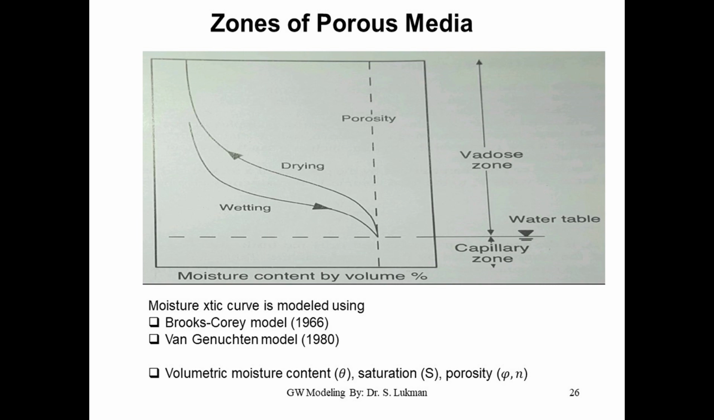Now saturation, S. What is saturation? What is saturation? Formally or the definition? Both.